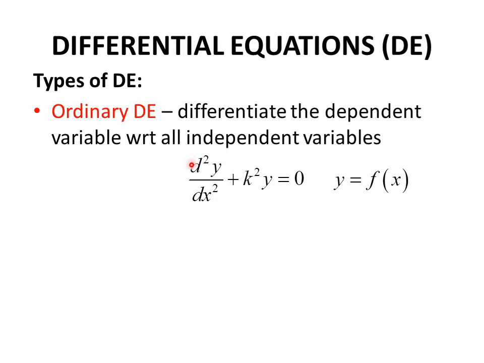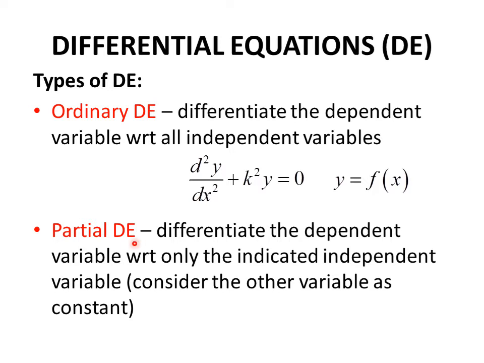Okay, so since in this equation we have to get the derivative of y with respect to all the independent variables, well, in this case, there is only x, we can say that this equation is an ordinary differential equation. The second type of differential equation is partial differential equation, in which we differentiate the dependent variable with respect to only the indicated independent variable.